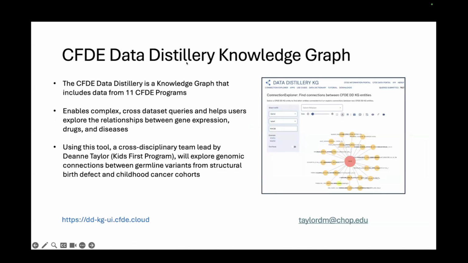Similarly, the CFDE Data Distillery has come online to develop a knowledge graph. This knowledge graph includes data currently from 11 different CFDE programs and enables these really complex queries across programs to look at relationships between gene expression, drugs, diseases, and other entities that are studied by each program. Deanne Taylor from the Kids First Initiative is heading up a sub-aim within the Data Distillery, which looks at relationships between structural birth defects and pediatric cancers and their genetics and shared pathways.